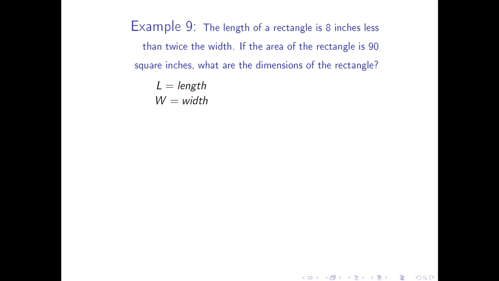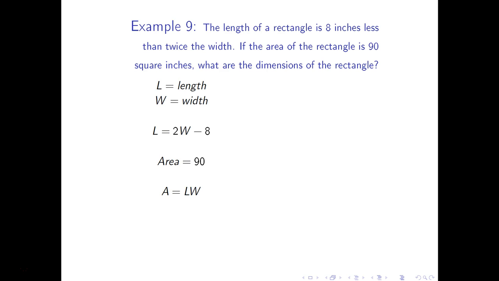We're told that the length is 2w minus 8. It's twice the width minus 8, or 8 inches less than twice the width. Same thing. That's valuable information. I'm also told that the area is equal to 90 square inches. That makes sense. But we're dealing with a rectangle, so what's the formula for the area of a rectangle? It's length times width.